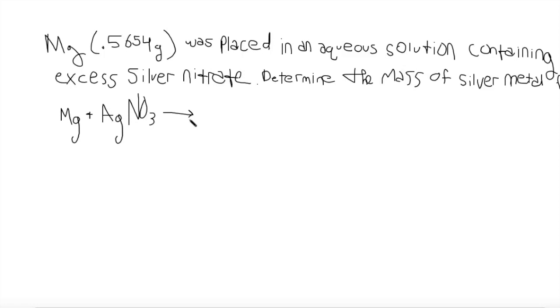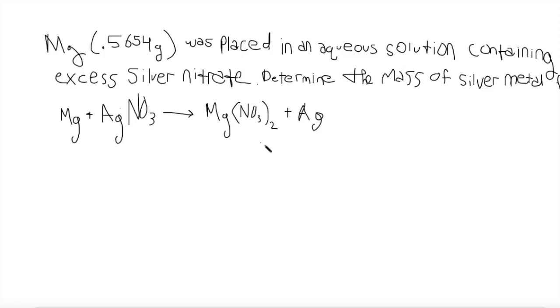This looks like a metal replaced metal, if you remember what that is. So it's Mg(NO3)2. And then we're kicking out silver and leaving it on its own. Perfect. Now that we've predicted the products, we're going to balance the equation.